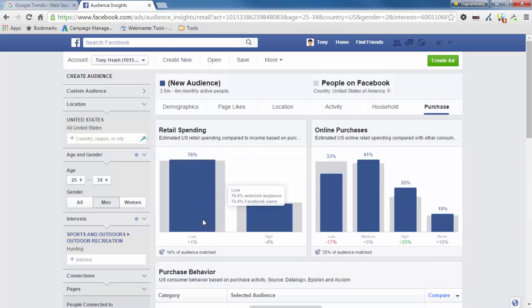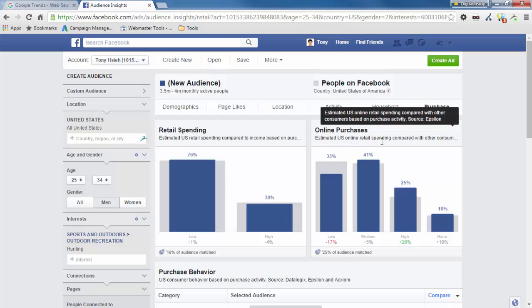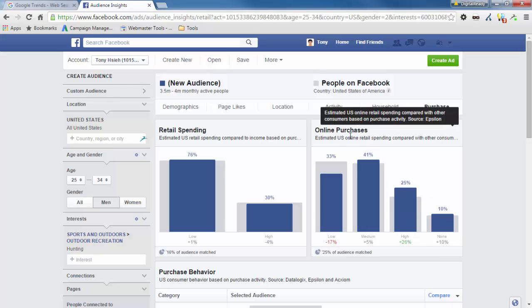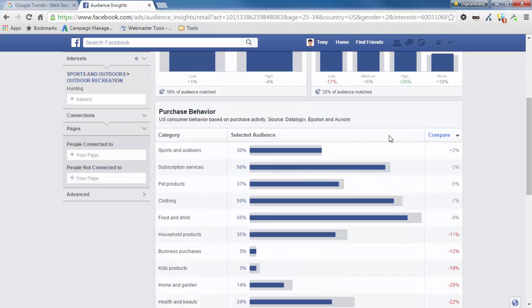So a lot of them are in low retail spending. Like we talked about earlier, maybe they don't have enough additional income to spend on that. But when it comes to online purchases, wow, that seems to stand out right there. They seem to spend quite a bit of money on online purchasing, which makes sense if they are busy with their life. They don't want to go to a shop. They want to just shop online. So this is definitely a good demographic to go after.